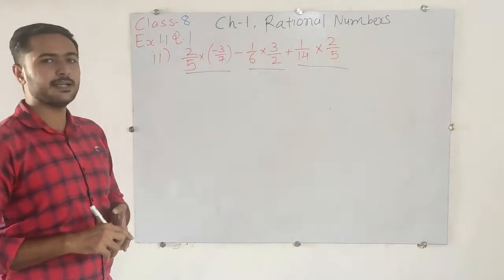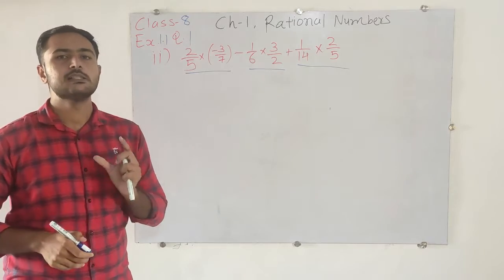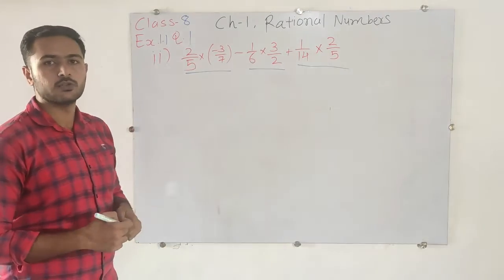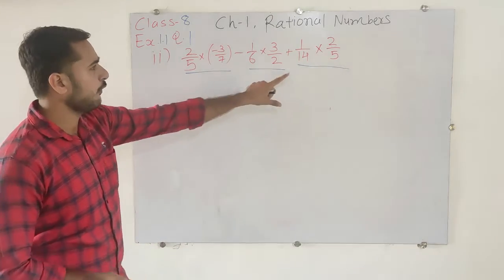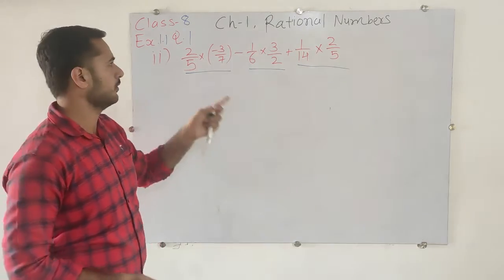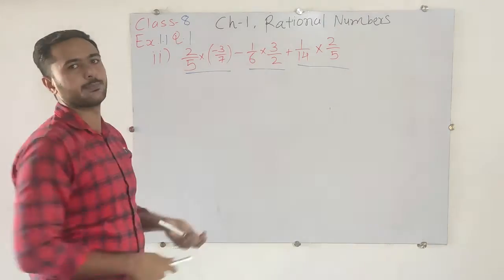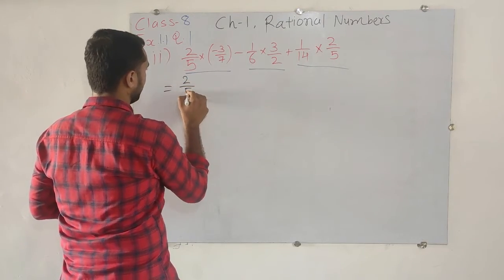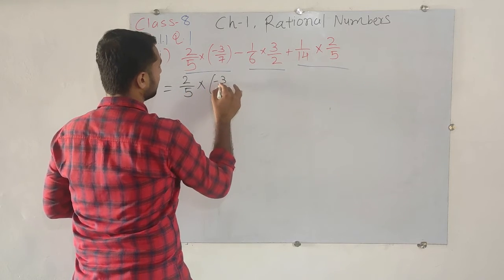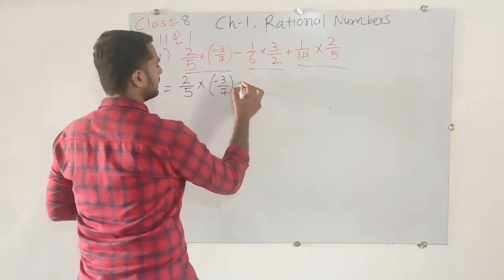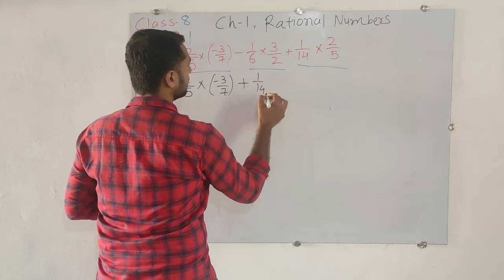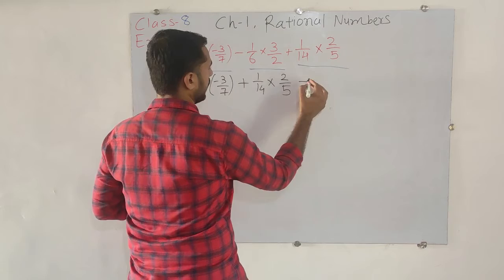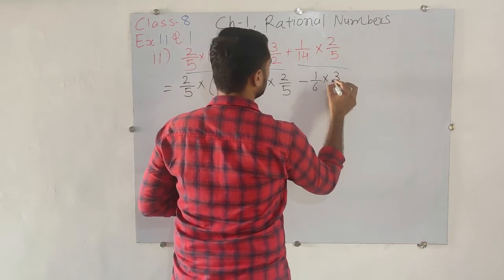Now just identify, out of these 3 terms, is there any common number? So here is 2 by 5 and here is 2 by 5. That's the common number. So what we need to do? We will just shuffle the third term and the second term, because it can be written together. So let's start with that. Here first term will be as it is, 2 by 5 multiplied by minus 3 by 7, plus 1 by 14 multiplied by 2 by 5, minus 1 by 6 multiplied by 3 by 2.